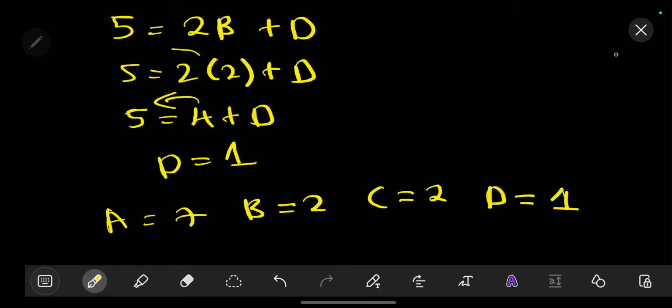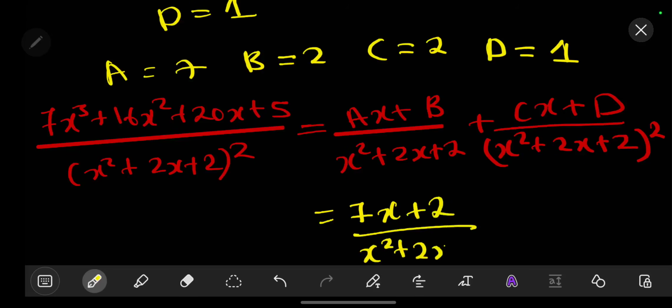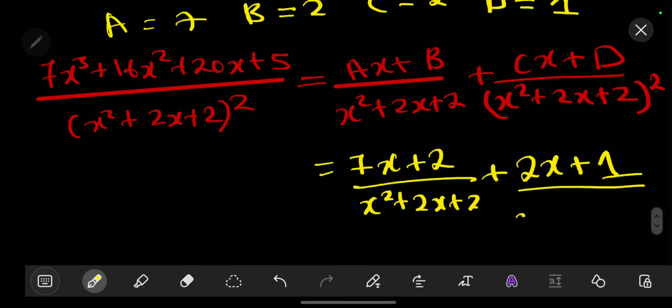Let's just write the final answer now. So we are going to put our a is equal to 7, it's attached with x, then our b is equal to 2, over our x squared plus our 2x plus our 2. Then we have plus our c is 2, it's attached with x, plus our d is 1. Then we have over our x squared plus our 2x plus our 2, then we square this.